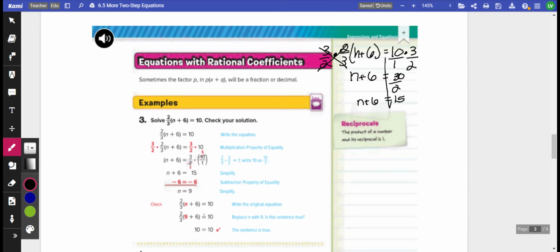If you wanted to do cross-reducing, you could. 10 divided by 2 is 5. 2 divided by 2 is 1. You would still get 15. Now I want to subtract 6 from both sides, and I get n equals 9.